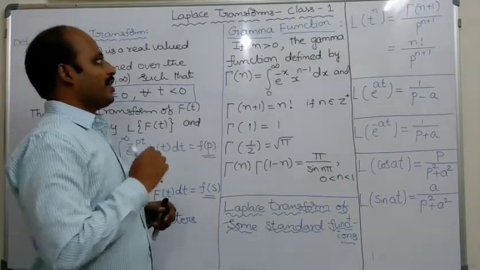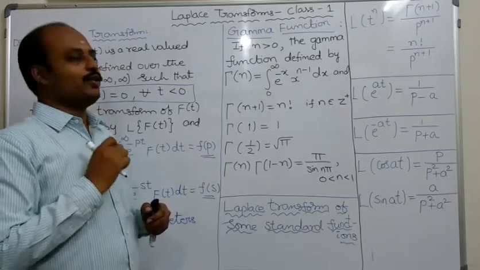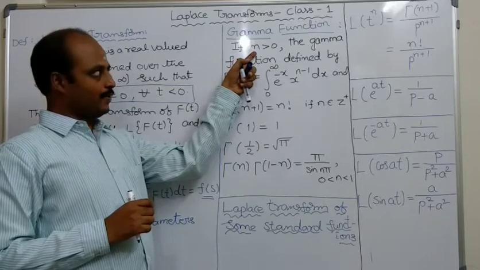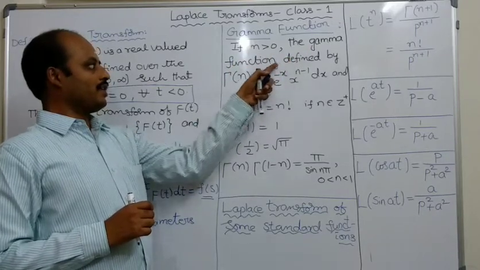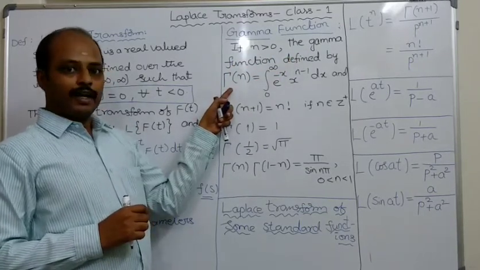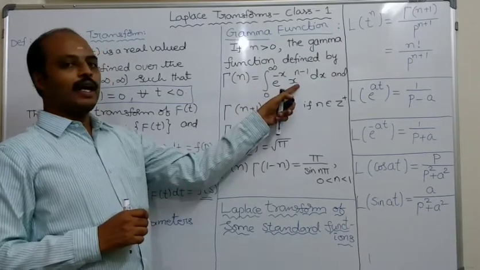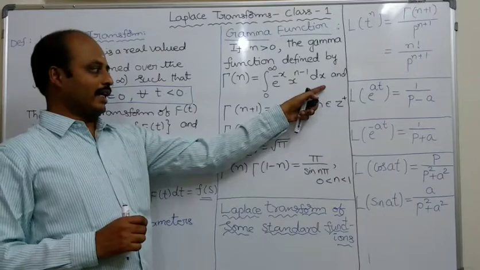While learning Laplace transforms, the gamma function is very useful. The definition of gamma function is given by: if n is greater than 0, the gamma function is defined by gamma of n is equal to integral 0 to infinity e power minus x, x power n minus 1 dx.